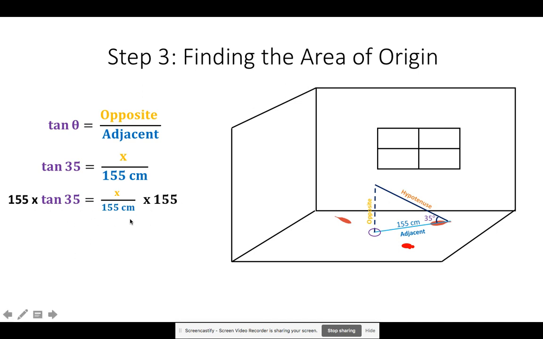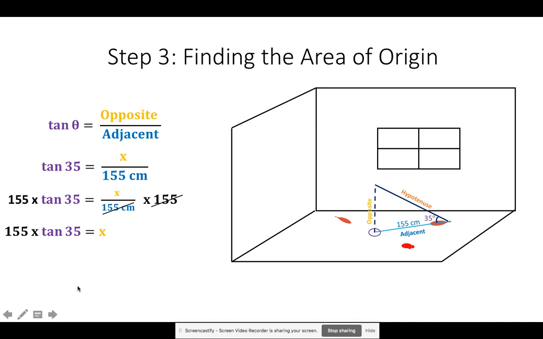All right, so now these two here are going to cancel out. And I'm going to be left with this. X is equal to 155 multiplied by tan 35.